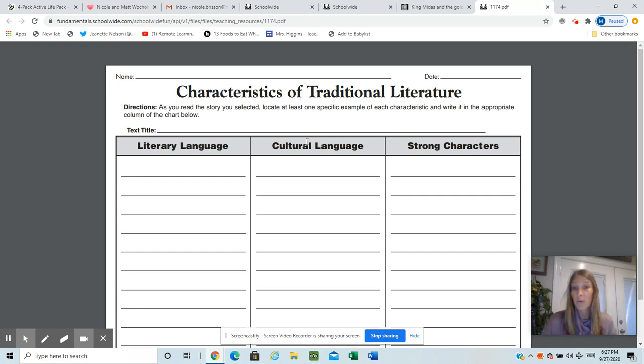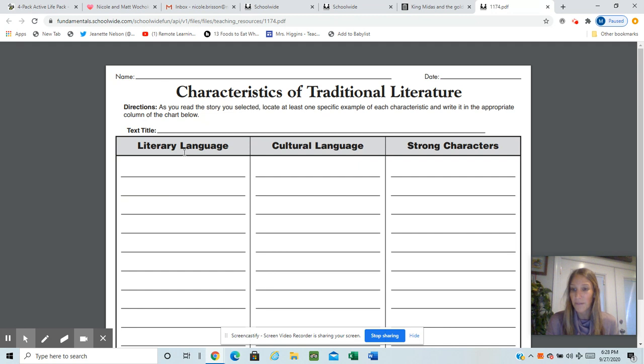And then third, we're going to be looking at the strong characters, especially our main character. Our main character in the story is King Midas, and you will see that he has a very, very strong personality and sense about him. So we are going to be stopping throughout the story to look at different examples of this. I want you to be paying attention and seeing if you can find examples on your own.